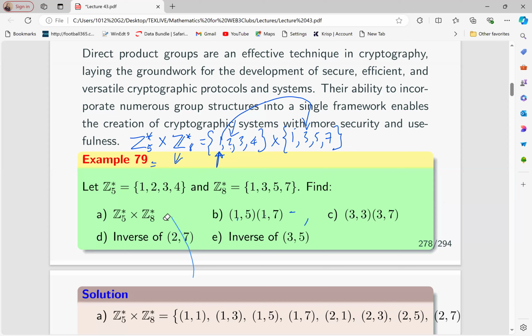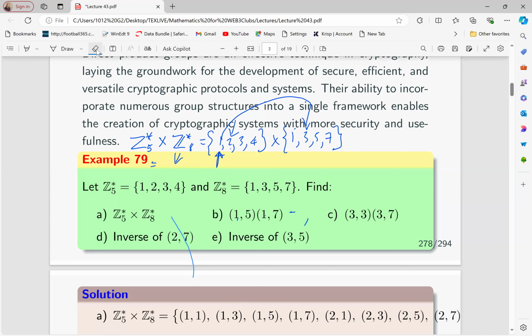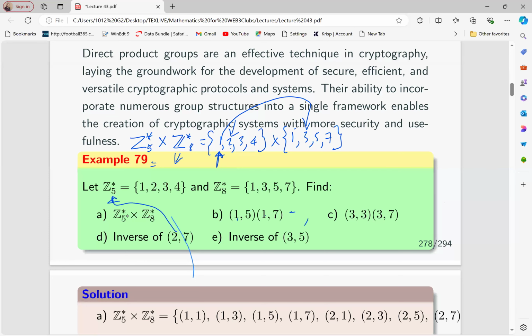Now, what is the inverse of (2, 7)? 2 is coming from a multiplicative group, Z star 5. So that means you get the inverse of 2 mod 5. And 7 is coming from Z star 8. So that means you're getting the inverse of 7 mod 8.